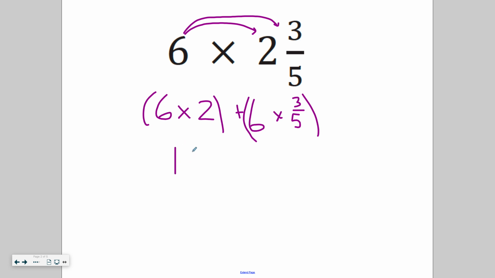Well, 6 times 2 I know is 12. And then I could do 6 times 3/5. Well, I remember from the previous lessons that I do the whole number times the numerator and then represent it as the numerator over 5. So what I mean by that is 6 times 3 is 18. So I have 6 times 3, the whole number times the numerator, and I represent that over the original denominator. So I have 18/5. So now I have 12 plus 18/5, except this is an improper fraction, so I want to decompose this as well.